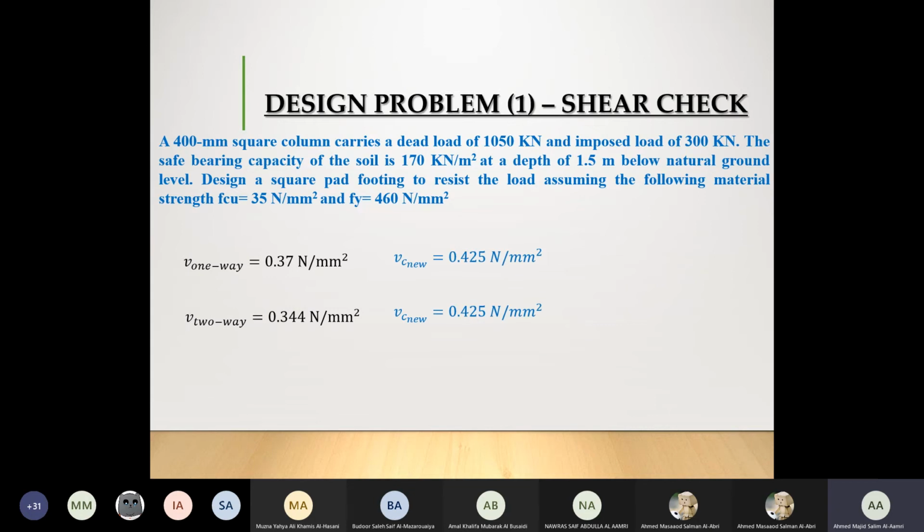Now, do you think that you need to increase reinforcement? Do you need to increase anything? If your concrete is already strong enough, your concrete can take up to 0.425. The loading is causing you a shear stress of 0.37 and 0.344. Do you need to provide extra reinforcement? Okay. So you will say that the concrete is sufficient. I don't need to add another shear reinforcement.